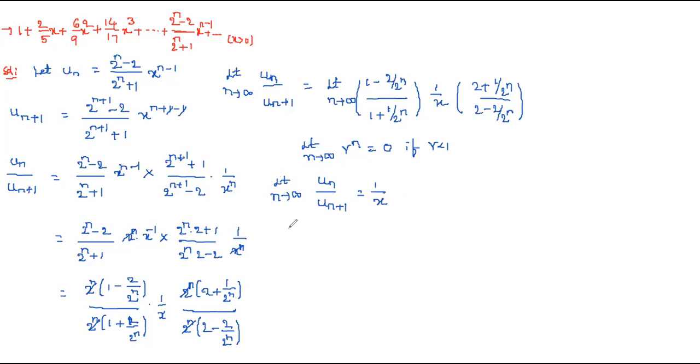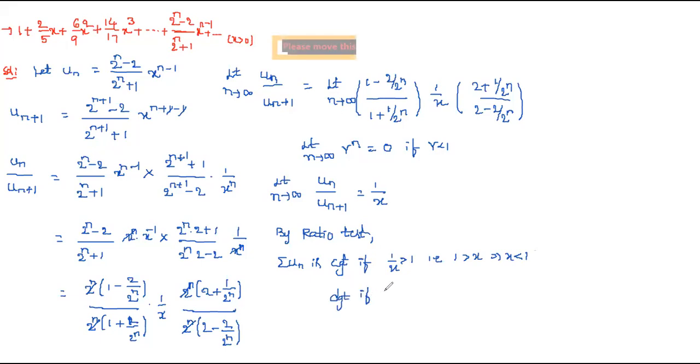Now we need to check where it is convergent and where it is divergent. Simply by the ratio test, summation un is convergent if 1 by x is greater than 1, which is nothing but 1 greater than x, that is, x less than 1. And divergent if 1 by x is less than 1, that is, 1 less than x, or x greater than 1. Next test fails some.